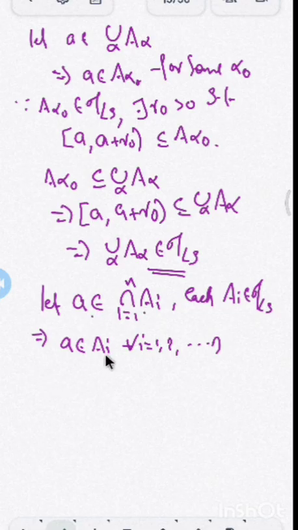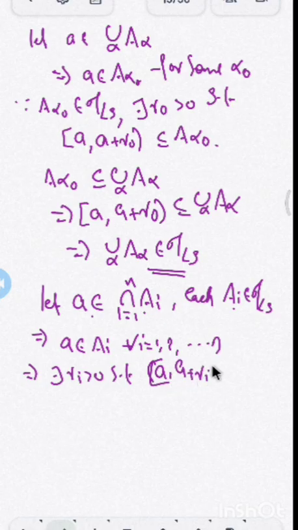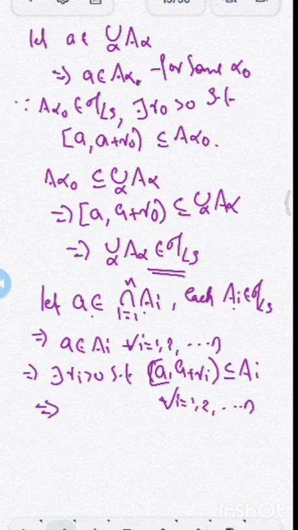Now each A_i is a member of tau_LS, so corresponding to every A_i there will exist some r_i greater than 0 such that the interval of the form [a, a + r_i) will be contained in A_i. This is true for every i equal to 1, 2, 3, etc. And this is actually the same as the proof for the usual topology. Now we want a radius r such that [a, a + r) is contained in this intersection.